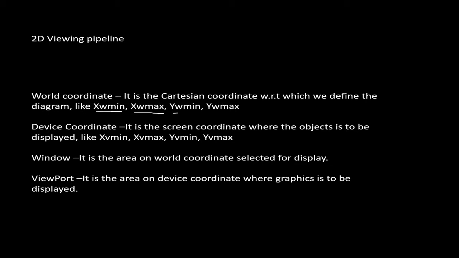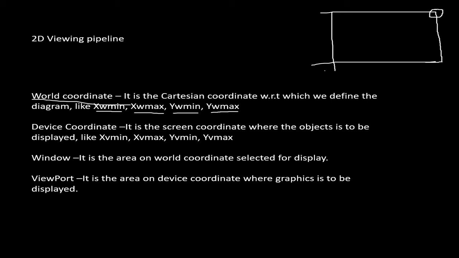So what is that basically? If this is our world coordinate, this is xw min, yw min, and this is my xw max, yw max. This is the actual world coordinate. What is the device coordinate? If you consider it as a device, then it is the device coordinate. It is the screen coordinate where the object is going to be displayed. That is the device coordinate. Window. What is a window?